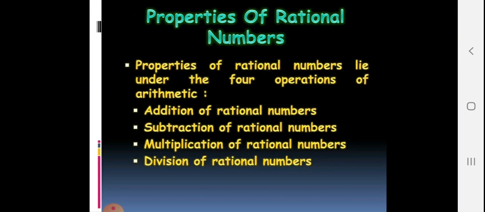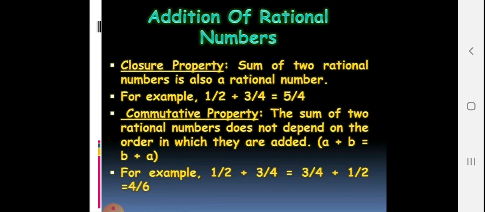Now, what are the properties of rational numbers? Properties of rational numbers lie under 4 operations of arithmetic: addition of rational numbers, subtraction of rational numbers, multiplication of rational numbers, and division of rational numbers. So let's talk about the addition of rational numbers. The first property is the closure property. The sum of two rational numbers is also a rational number. For example, 1 upon 2 plus 3 upon 4 is equal to 5 upon 4.